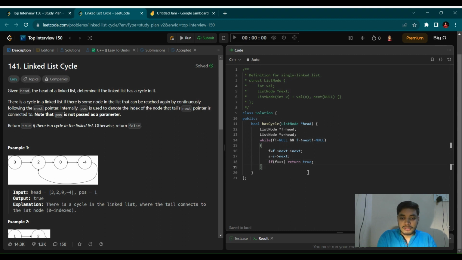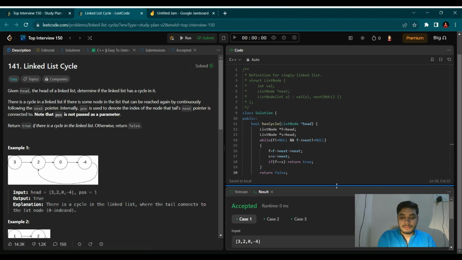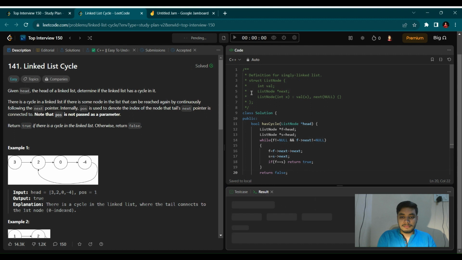Now, if this doesn't exist, what will happen? The while loop will go on, and if this condition is not satisfied, the loop will complete. Then we simply return false. That means there is no cycle. Now let's run this code. So this code is accepted. Now let's submit this. So this is successfully submitted.